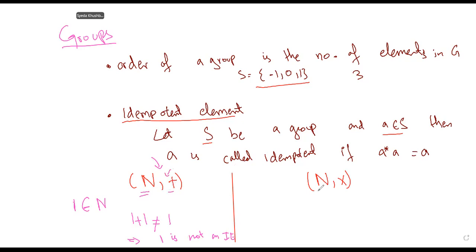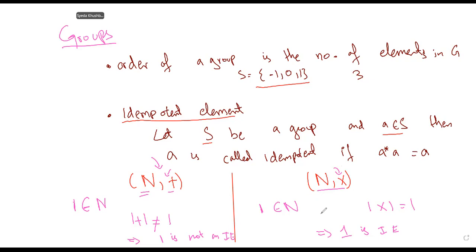But again, if we talk about the set of natural numbers with respect to multiplication, and we talk about 1, 1 belongs to N, and 1 multiplied by 1 is 1. This means that 1 is an idempotent element in the set of natural numbers with respect to multiplication. So is it okay now? Yes, ma'am. Anything that you have not understood, any student? No, ma'am. Okay. All right.